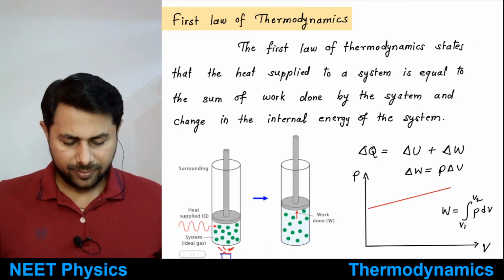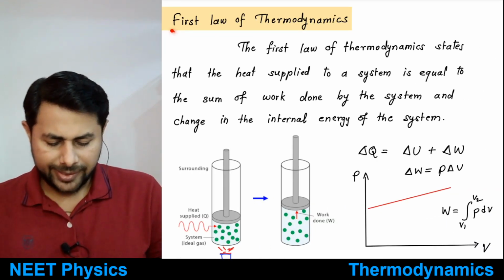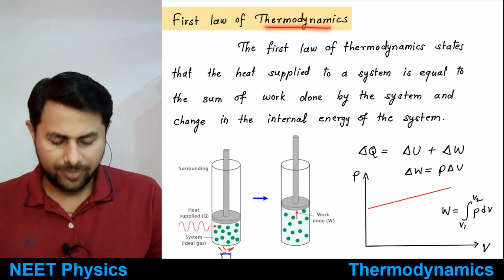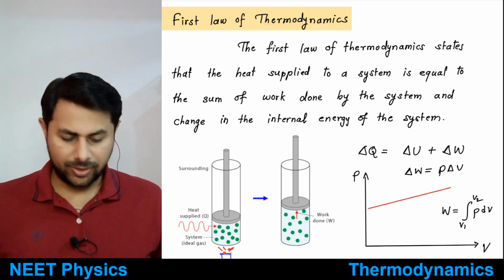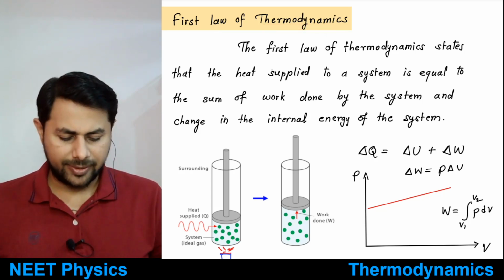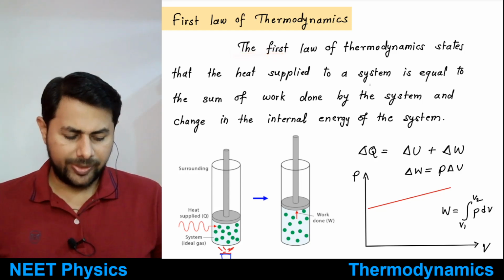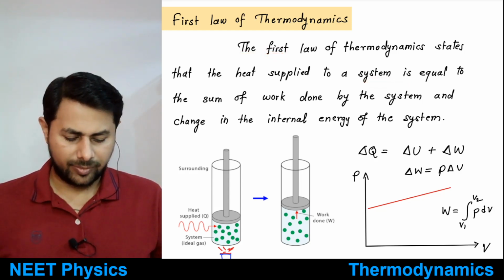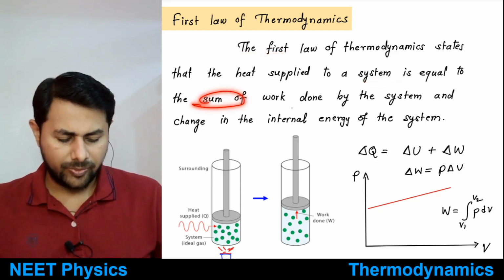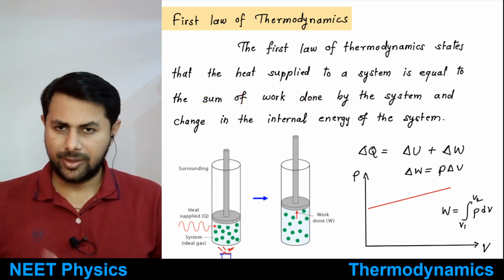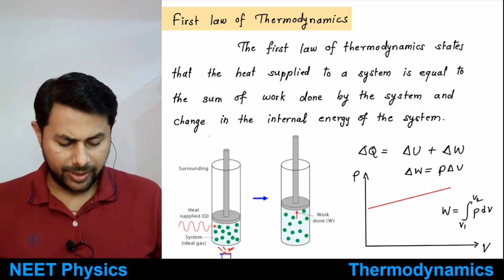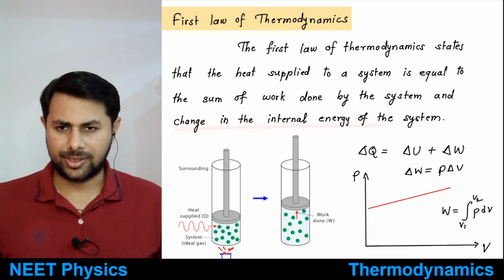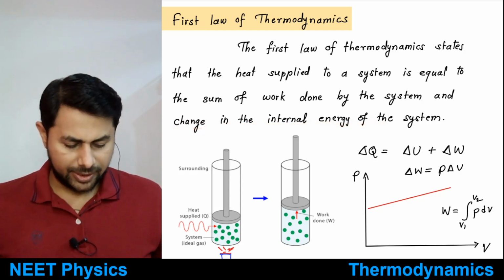Then let's talk about the next law, which is the first law of thermodynamics. So what does it say? It says that the amount of heat supplied to the system is equal to the sum of the work done by the system on the surroundings and the change in internal energy of the system. So let us understand this.